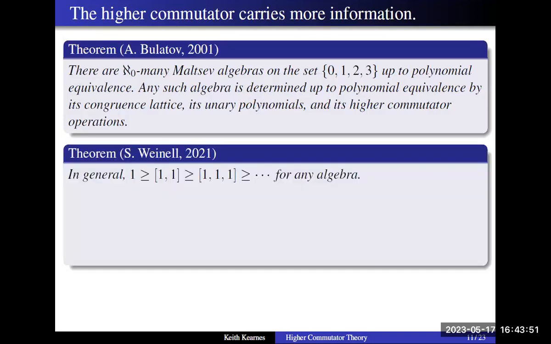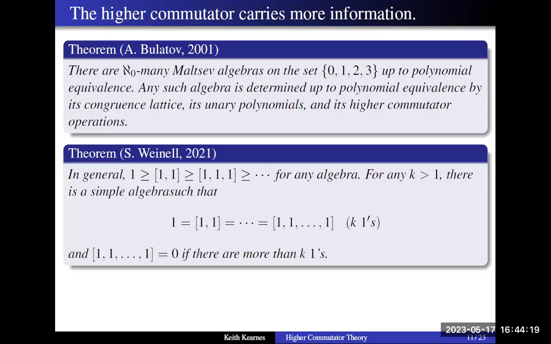And I want to mention another theorem that's more recent. It also tells us higher commutators give us more information. If I look at higher iterations of one commutator one, they are decreasing. It's a descending sequence. So one is the top congruence, one commutator one is a little bit smaller, one commutator one is a little bit smaller. It's true for any algebra.